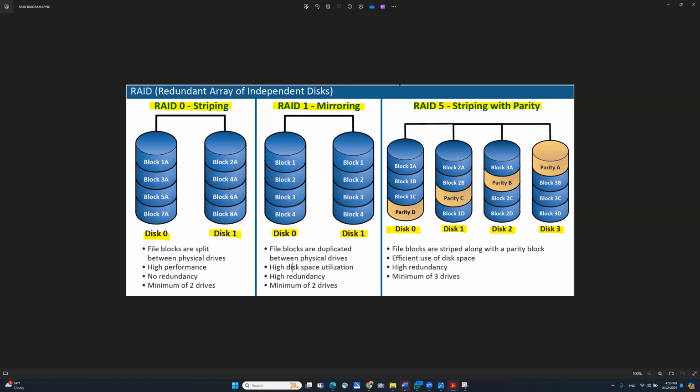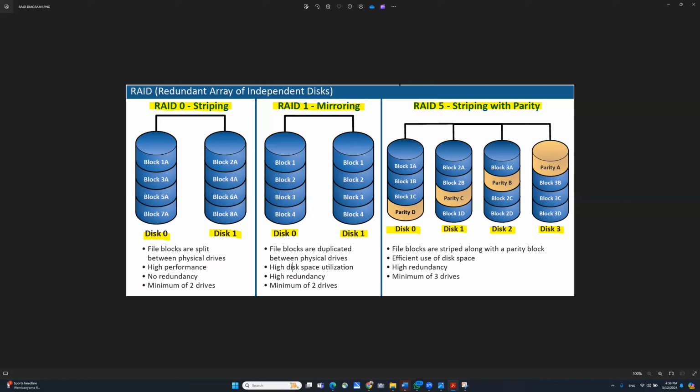The last one we're talking about is RAID 5. There is RAID 10 as well, but we're talking about RAID 0, RAID 1, and RAID 5 right now. Here you need a minimum of 3 drives. You can have more, but it is called striping with parity. So you have blocks that are striped along with a parity block. You have block 1A, block 1B, block 1C, and then parity D on the first drive, disk 0, then parity C on disk 1, parity B on disk 2, and parity A on disk 3. It's an efficient use of disk space. You can have data split between multiple drives, but if one drive fails, you can retrieve the data because the parity will help you retrieve that data from that drive. That's what the parity is all about.